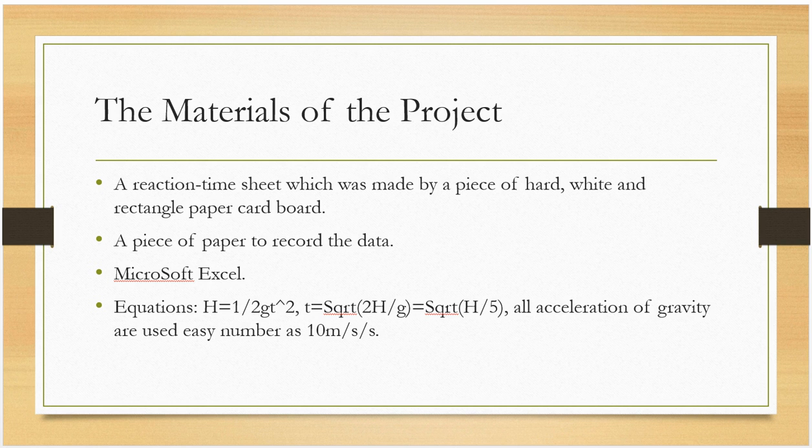The materials of the project are a reaction time sheet, which was made from a piece of hard, white, rectangular cardboard, a piece of paper to record the data, and Microsoft Excel, and the equations h equals half g t squared and t equals square root of 2h over g. The acceleration of gravity is taken as an easy number, 10 meters per second squared.